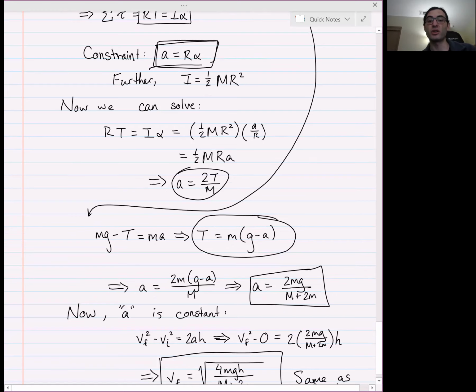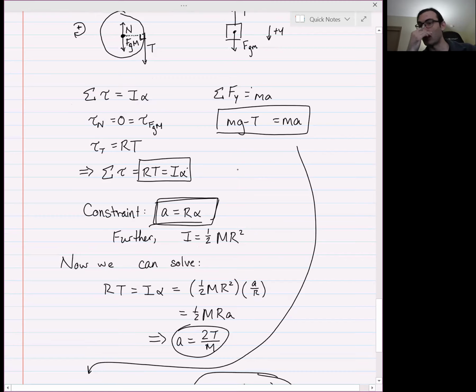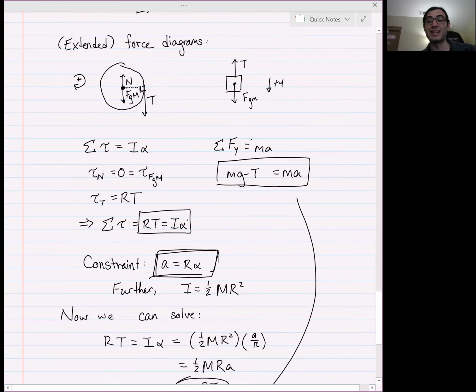Now, this sort of problem solving can be tricky. You have to use constraints like how various accelerations relate to each other. You have to know things about the moment of inertia. You have to write out what the net torque is. Remember the formula tau equals I alpha, the rotational Newton's second law, is really a statement that the net torque is equal to the moment of inertia times the angular acceleration of the system.